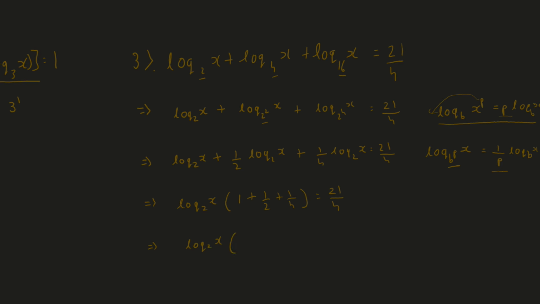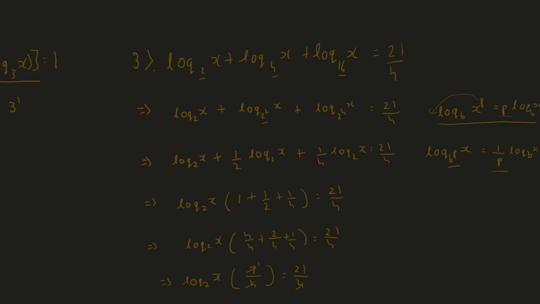What's inside the bracket can be solved easily, either using cross multiplication or we can try to make the denominators same. So 1 can be written as 4 upon 4, 1 upon 2 can be written as 2 upon 4, and 1 upon 4 we will write as it is. Now as the denominators inside the bracket are same, we just add the numerators and get 4 plus 2, 6 plus 1, 7 upon 4 equals 21 upon 4.